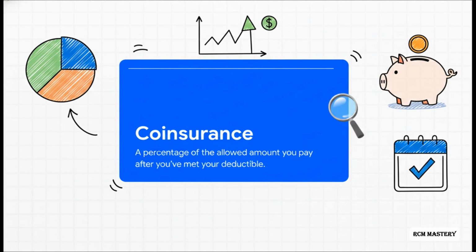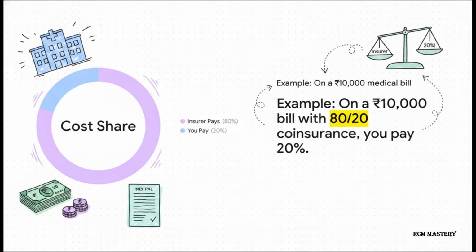Now, the other side of this coin is something called coinsurance. This works a little differently. Instead of a fixed fee, coinsurance is a percentage of the total bill that you're responsible for paying, again, after your deductible has been met. Let's look at an example. Imagine you have a 10,000 rupee medical bill and an 80-20 coinsurance plan. This means the insurance company pays its share, 80% or 8,000 rupees, and you pay your share, the remaining 20%, which comes out to 2,000 rupees. With coinsurance, your cost changes depending on how big the bill is.